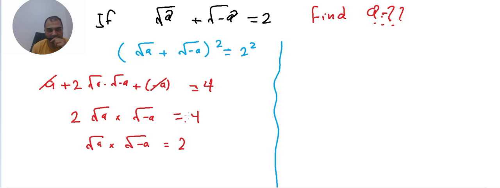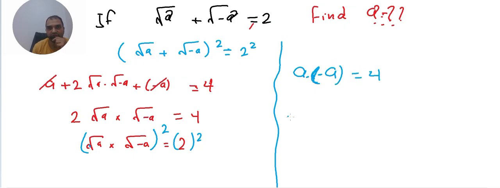Next step, you can square both the left hand side and right hand side. Put power 2 here and power 2 here. Then square root of a squared will be a, times square root of negative a squared, it will be negative a. But we have here the sign was negative, okay? A times negative a is equivalent to 4. Then we have negative, this is negative, okay? Negative a squared will be 4. So the value a squared is equivalent to negative 4.